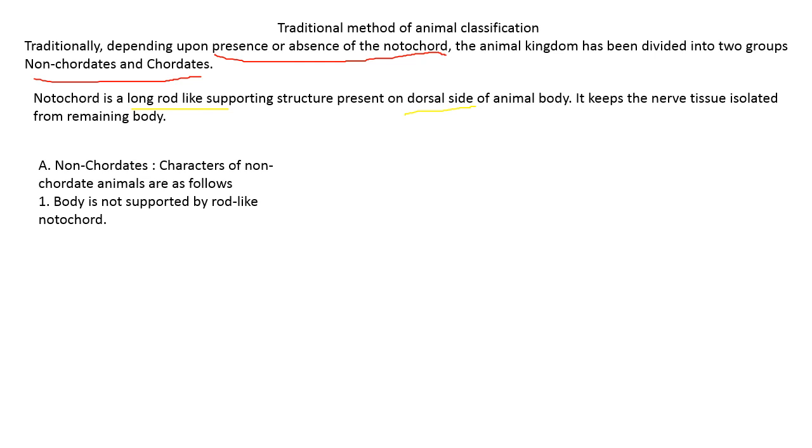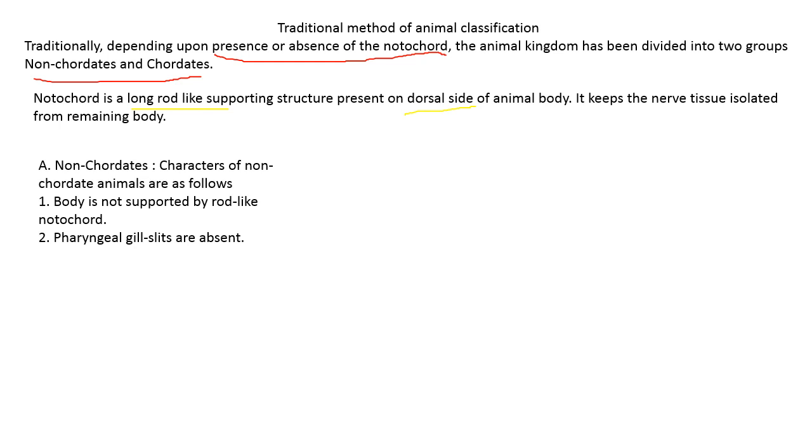So that's the same point we are getting: the body is not supported by a rod-like notochord, meaning the notochord is absent. Second, pharyngeal gill slits are absent. You can see the gill slits, which are used for breathing in lower order organisms like fishes. So they have slits for respiration.